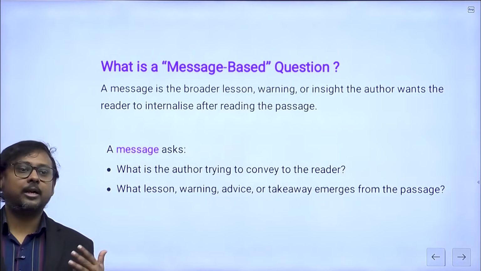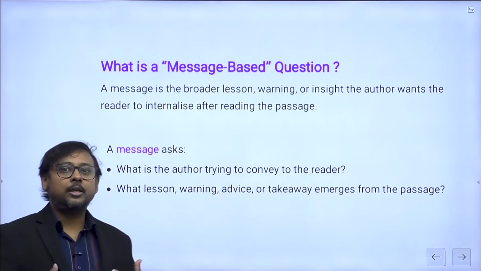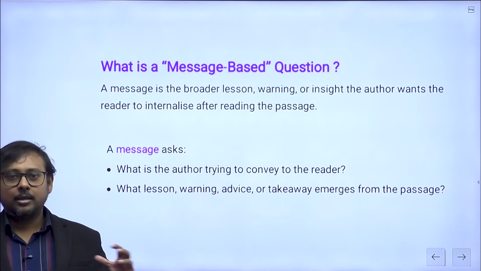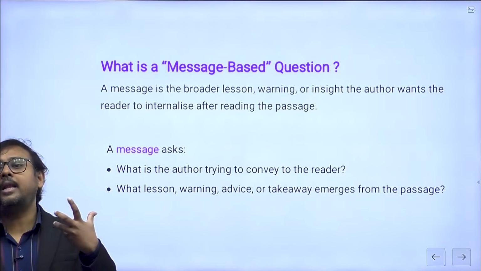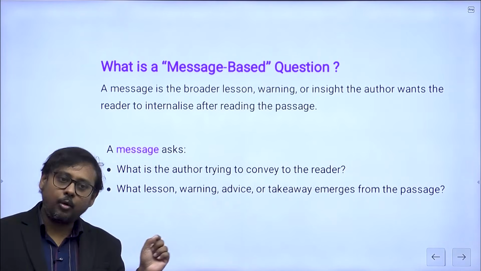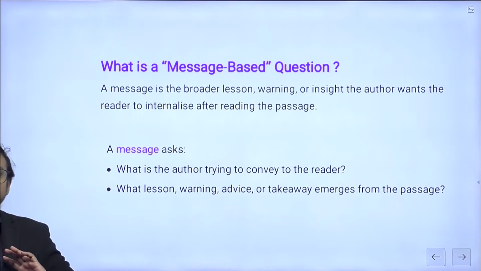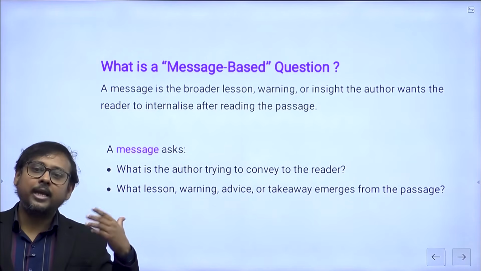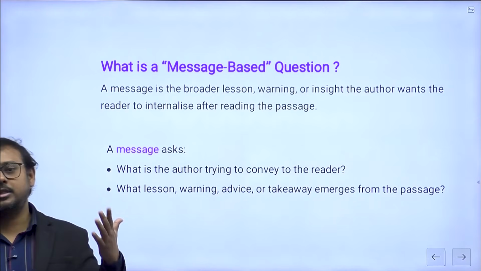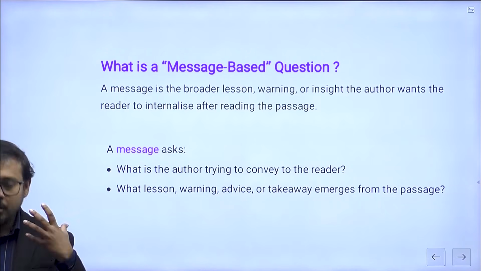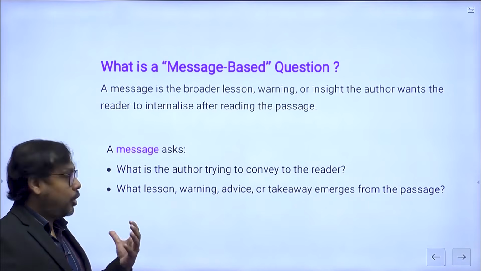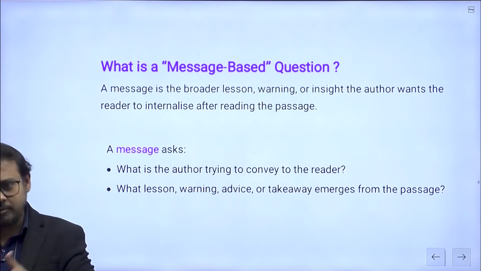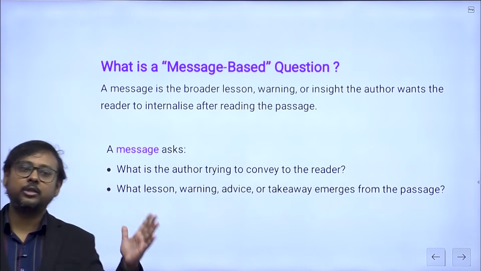And in that process, you use certain words, certain emotive words. What are emotive words? We'll come to that. You try to relay an emotion. So whenever an author is writing something, he or she is trying to relay an emotion. The moment you realize what emotion he or she is trying to relay, or what the intent of the author is, that is the message. You don't have to search. Out of 4 options, you don't have to search.